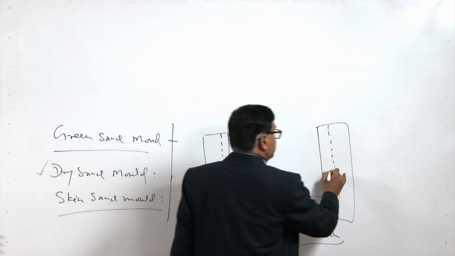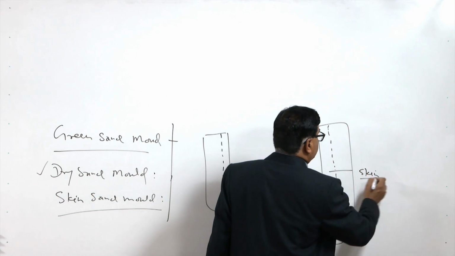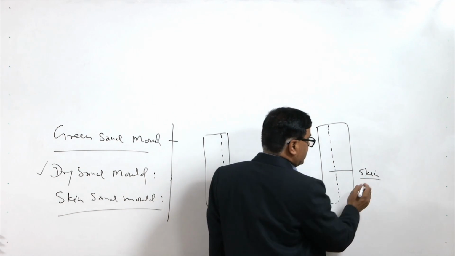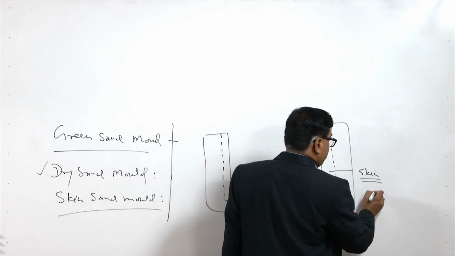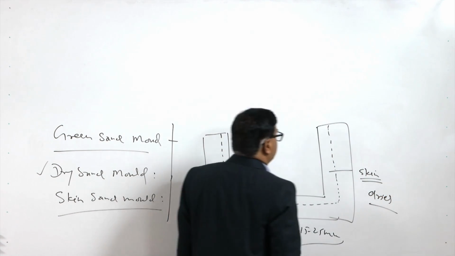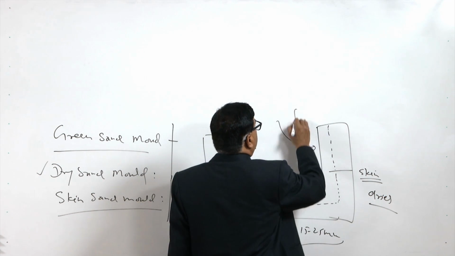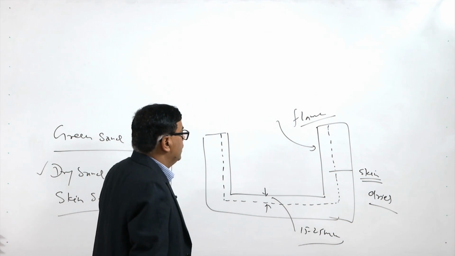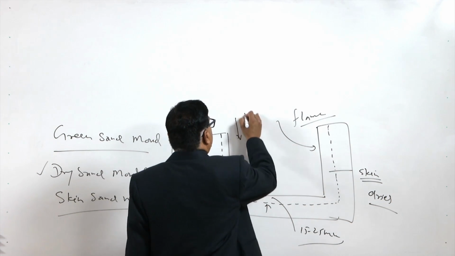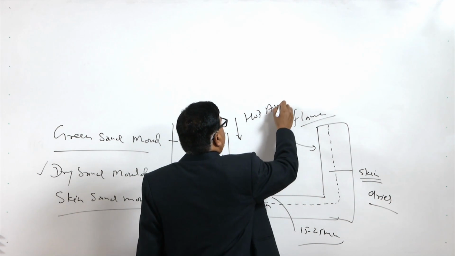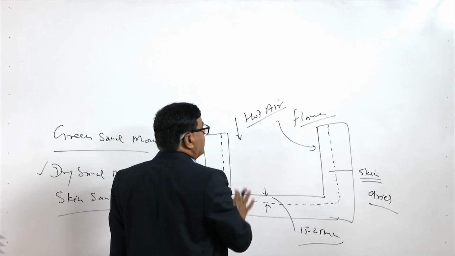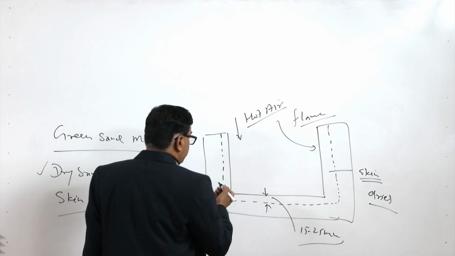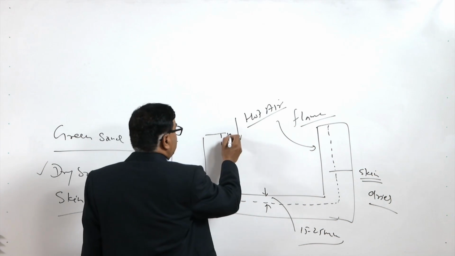This skin is dried. The region just below the mold surface may be termed as skin. For the drying purpose, it may use a flame like oxyacetylene flame or some other low temperature flame, or hot air can be blown in order to dry out just the skin of the mold, so that the moisture next to the molten metal is driven off.